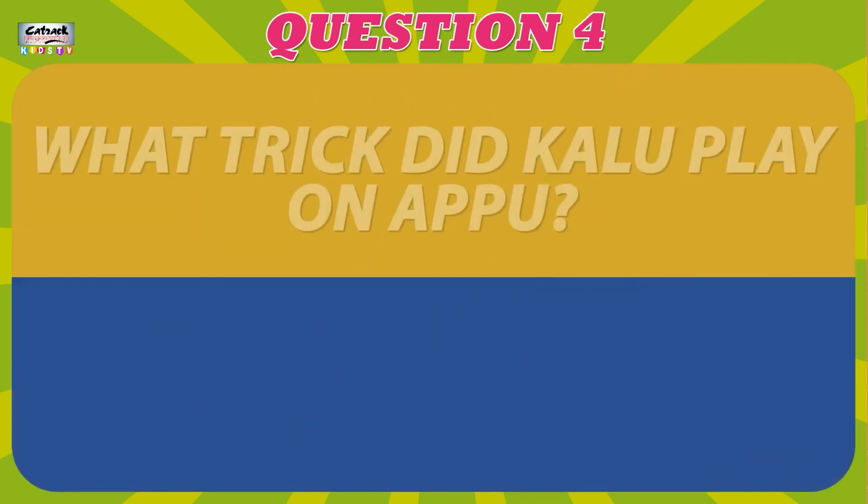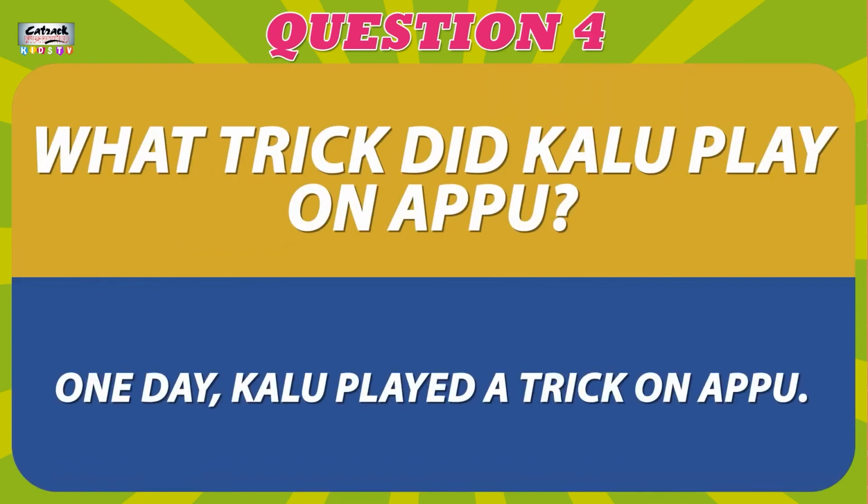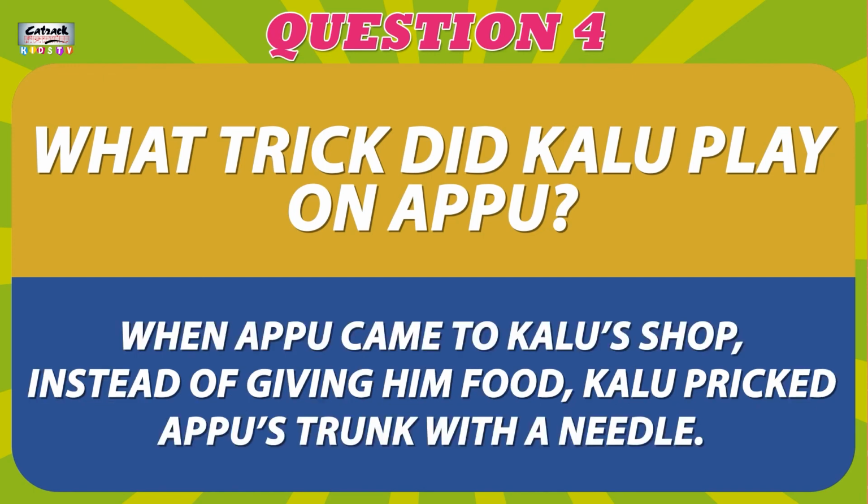Question 4. What trick did Kalu play on Apu? Answer. One day, Kalu played a trick on Apu. When Apu came to Kalu's shop, instead of giving him food, Kalu pricked Apu's trunk with a needle.